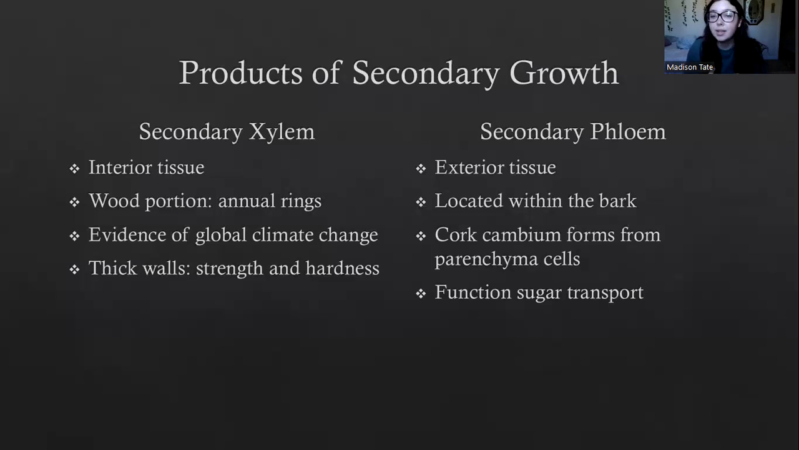When the bark cracks, it sheds off its old layer, and during secondary growth, the phloem produces a new layer of bark. Cork cambium forms from these parenchyma cells, and this is where that new cork is created. And secondary phloem's main function is sugar transport.